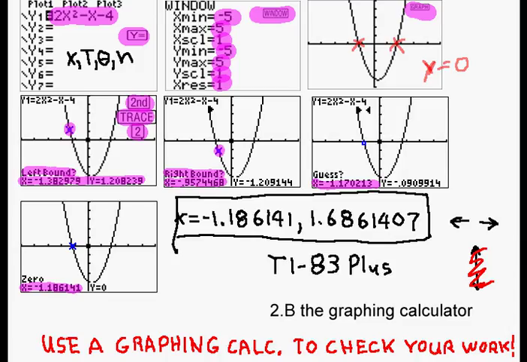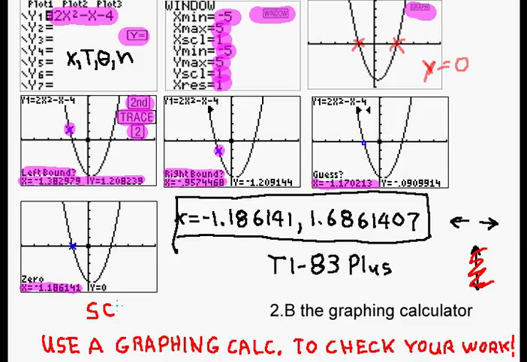Now, that was pretty easy to find the zeros. It's a lot easier than using the quadratic formula, but that's not the point of a graphing calculator, just to make things easier. You still need to know how the process works, how the quadratic formula works, how to solve using the quadratic formula, because you may not always have a graphing calculator around. The best thing for you to use a graphing calculator for in a problem like this is to check your work.